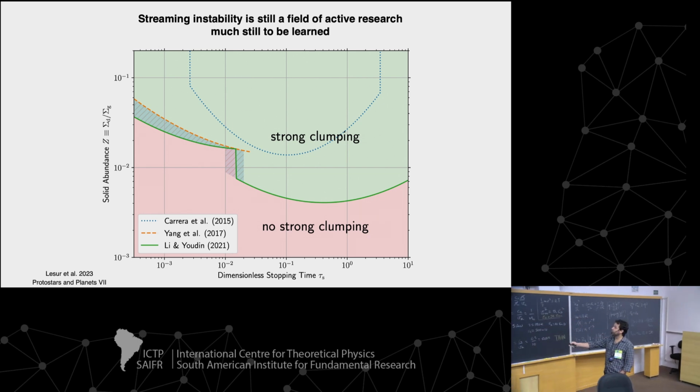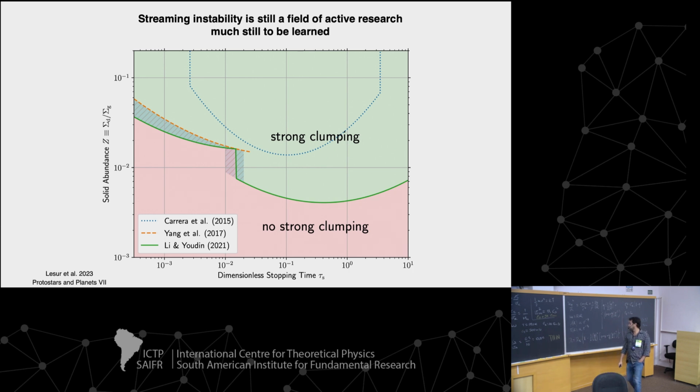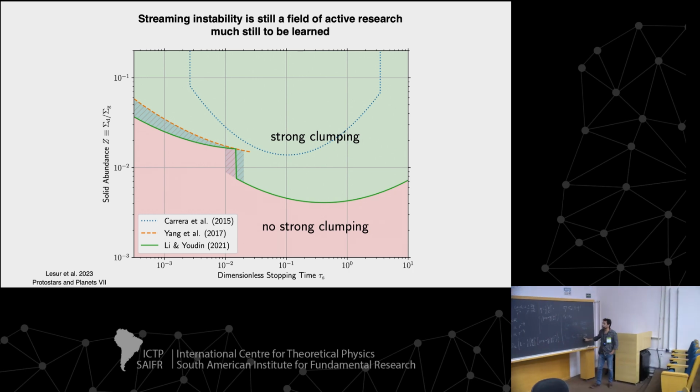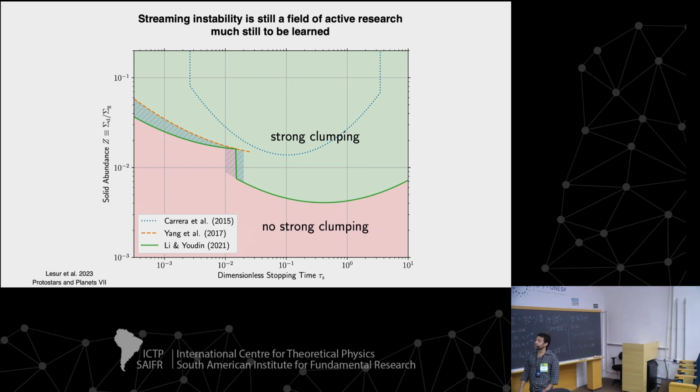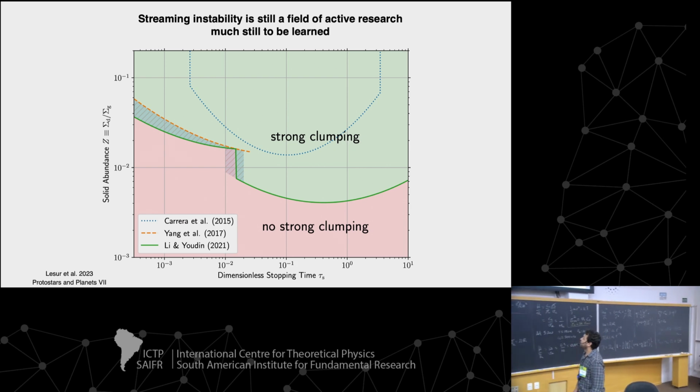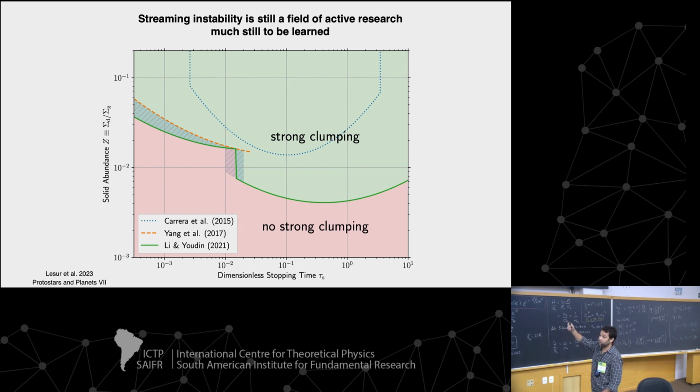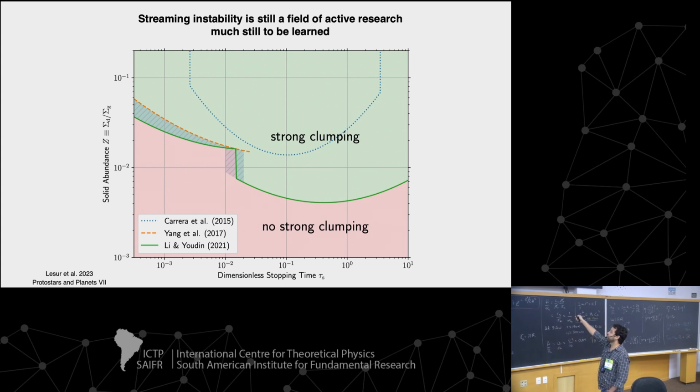So this is the dimensionless stopping time that I was talking about, the Stokes number. And this is the solid abundance, essentially the metallicity of the disk, or the column here in this case. What you see here in green are boundaries where the streaming instability is generating planetesimals, or what we call strong clumping. And the pink one is where there's no strong clumping. So read this plot as planetesimals form in the green area, and planetesimals don't form in the pink area.